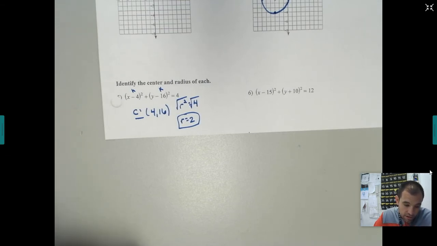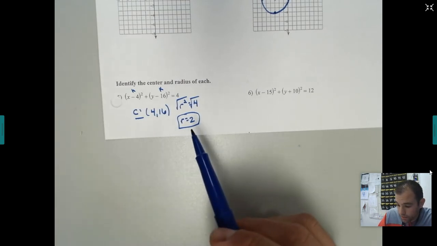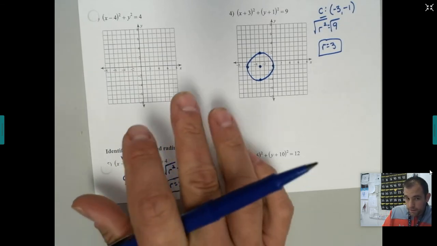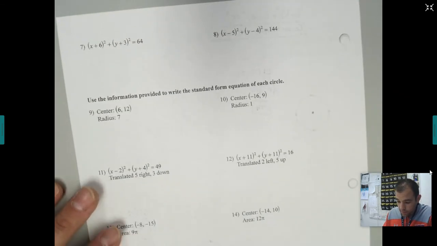All right. Now, sometimes you're going to get some ugly radii. It's not always going to be a whole number like this was 2, this one was 3. So it's not always going to come out nice and neat, which we'll see some examples of in just a little bit. Okay? All right. Let's look at another example.